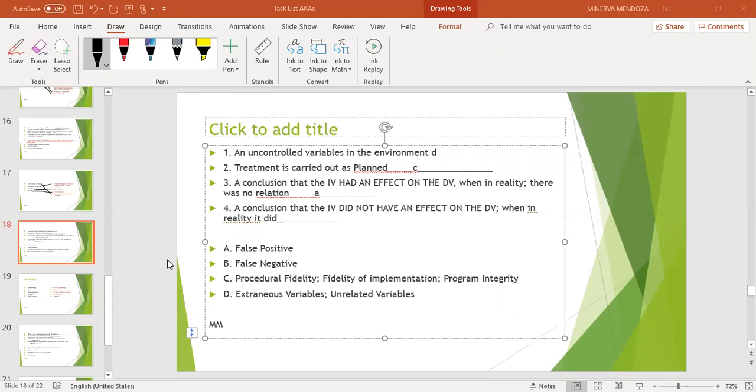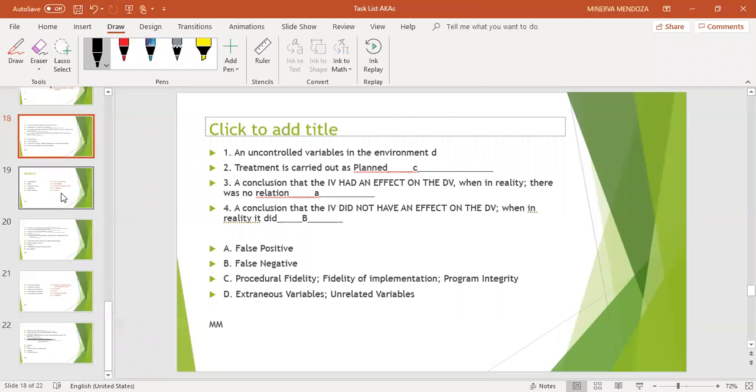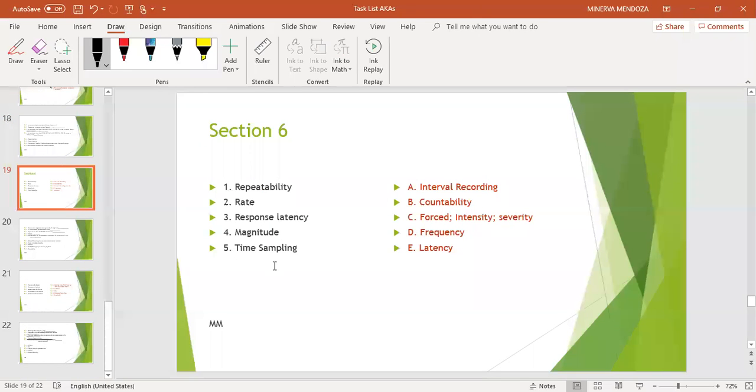A conclusion that the IV did not have an effect on the DV when in reality it did. B, false negative. We're almost done, guys. Four more slides.